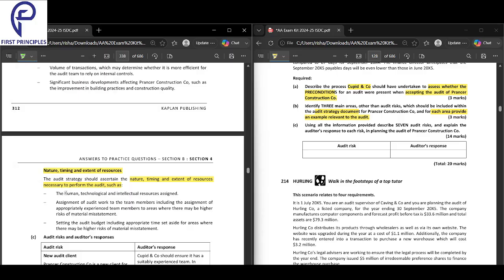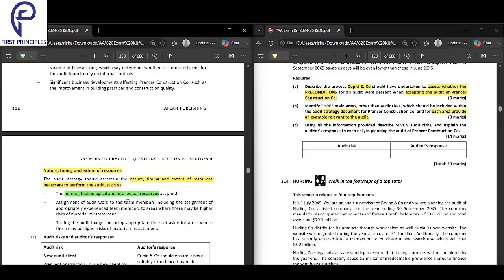That means the human, technological, and intellectual resources assigned. How many people, what technology, and how many other patents, brands, or any other intellectual resources, any copyrighted documents, they have assigned to this audit or not.